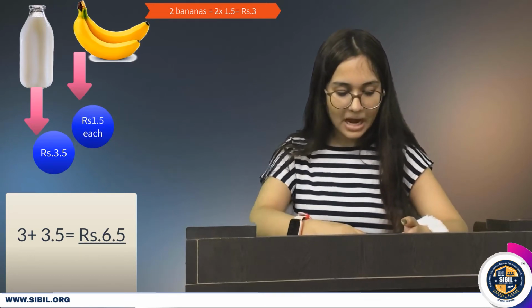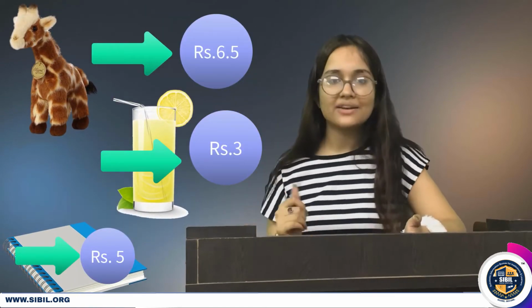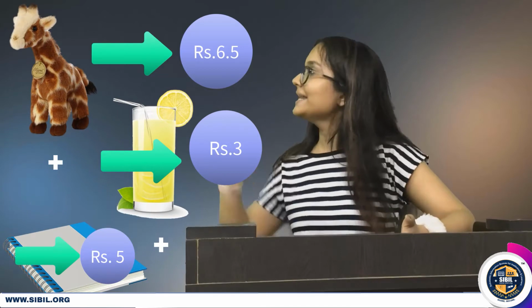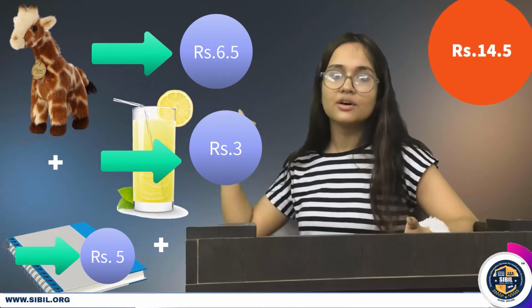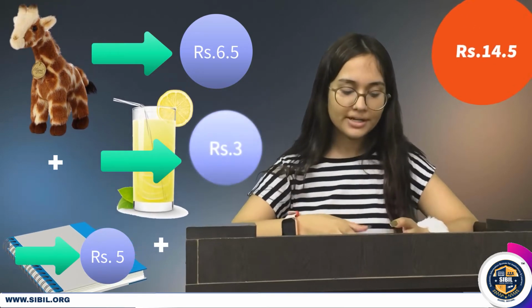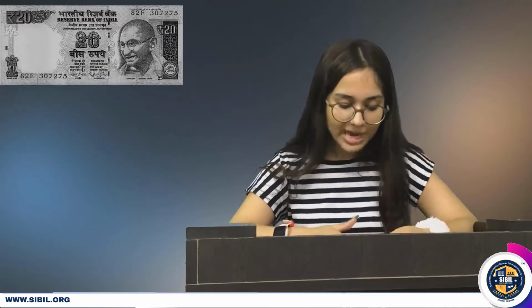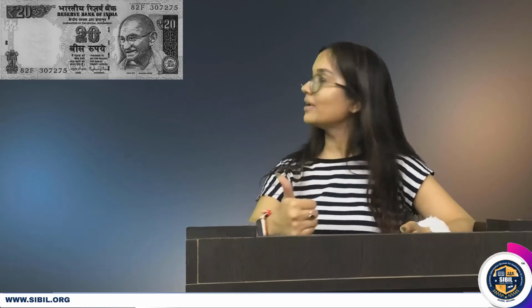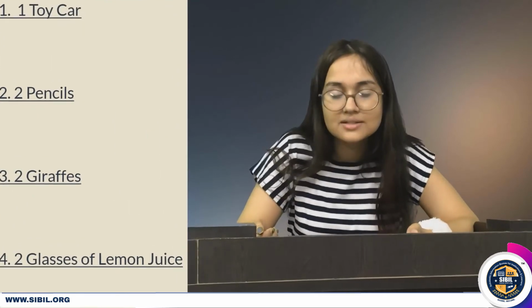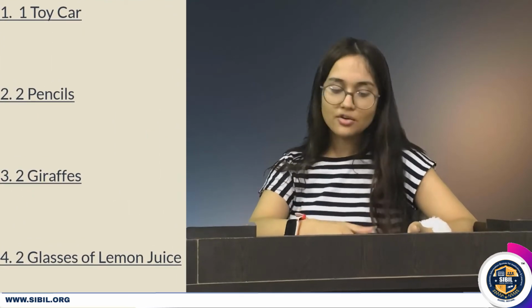Then you need to find out the total cost of one toy giraffe, one copy and one glass of lemon juice. Again adding the three costs together we get rupees 14.5. So this is how you need to complete the calculations. Then it asks what you can buy if you have a 20 rupee note. If we have a 20 rupee note, we can buy one toy car as well as 2 pencils, or 2 giraffes and 2 glasses of lemon juice.